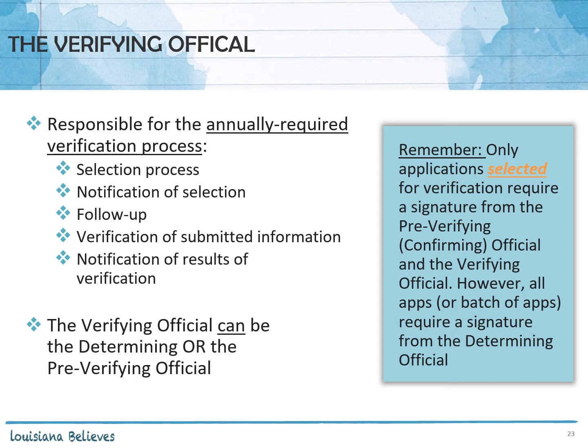Please note that the verifying official can be the determining official or the pre-verifying official. Only the determining and pre-verifying officials cannot be the same person. Remember, only applications selected for verification require a signature from the pre-verifying official and the verifying official. However, all applications or batches of applications require a signature from the determining official. Please refer to Verification Part 1 for additional information about the verification process.